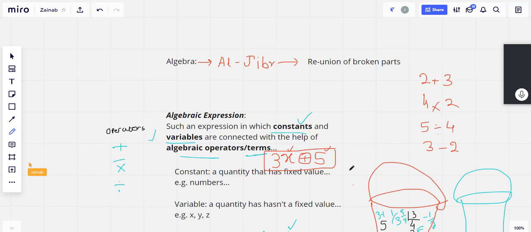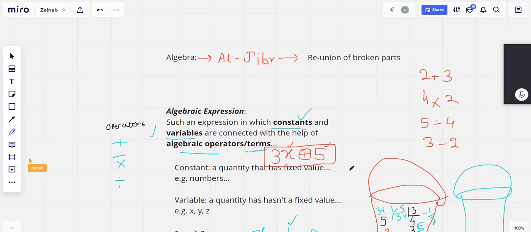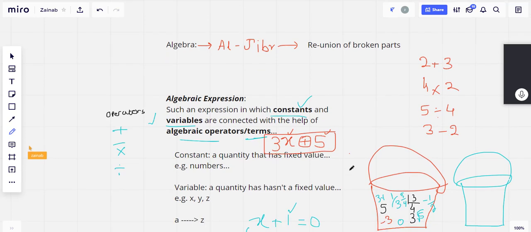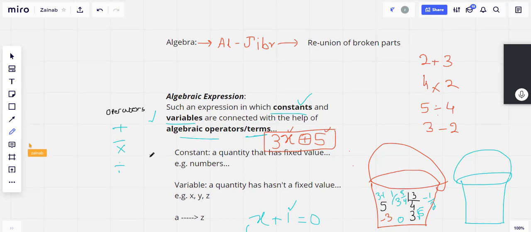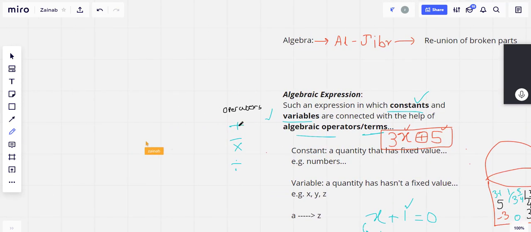So an expression that involves variables is called an algebraic expression. Got it? Yeah. I could have simply said this before, that an expression which involves variables is called an algebraic expression. But I wanted to discuss what constants are, what variables are, what algebraic operators are, what terms are. So now these are the operators and the operations.